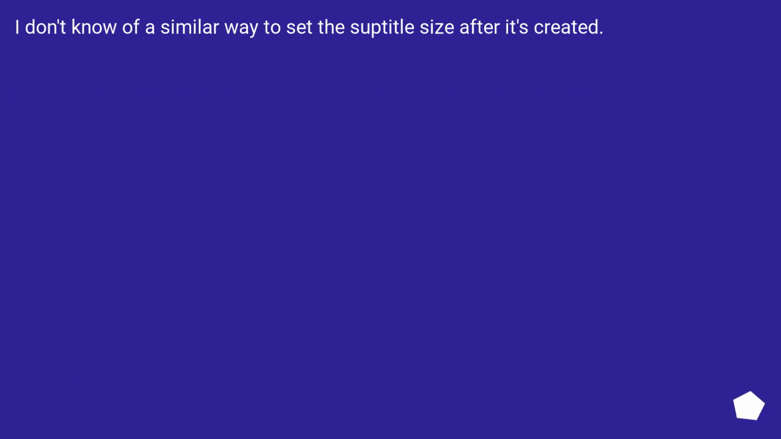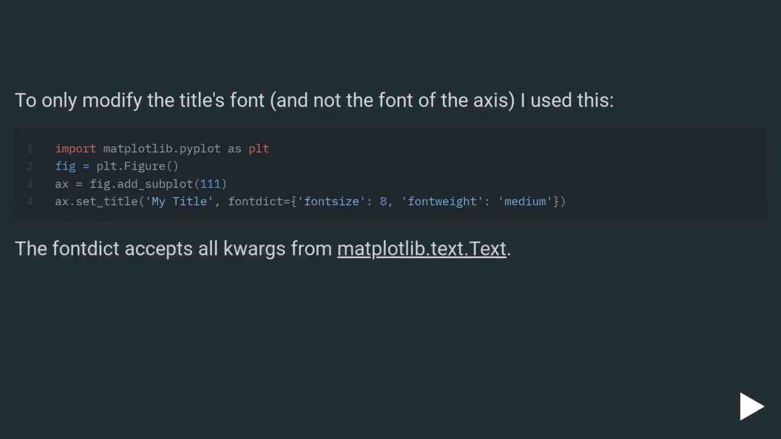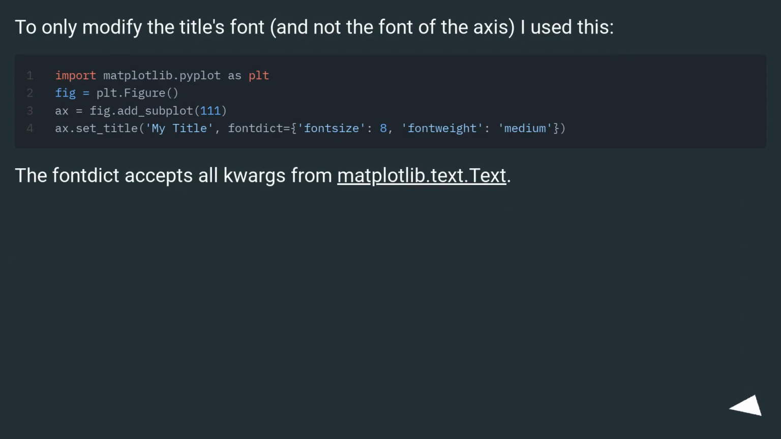I don't know of a similar way to set the suptitle size after it's created. To only modify the title's font, and not the font of the axis, I use this. The font accepts all kwargs from matplotlib.text.Text.